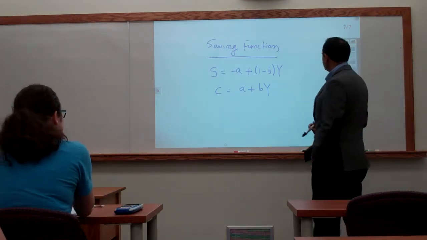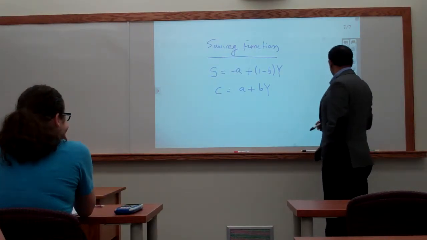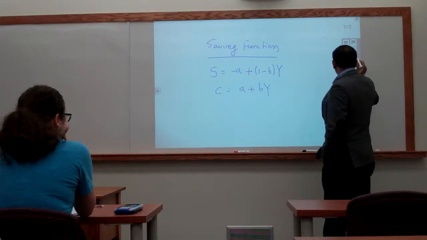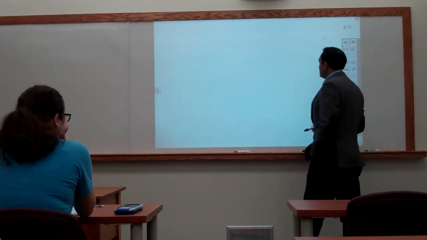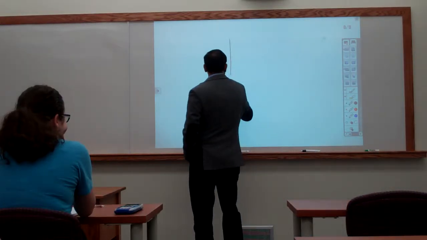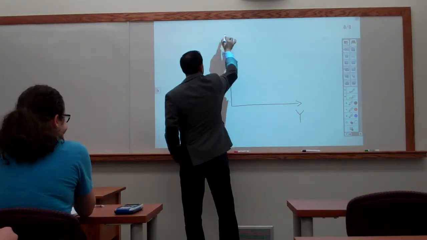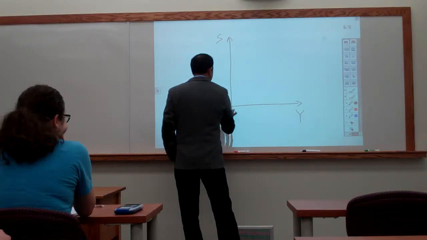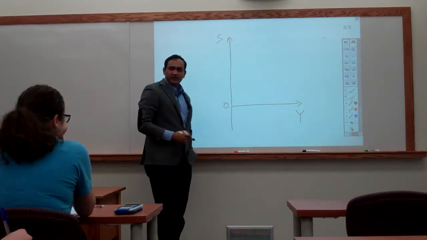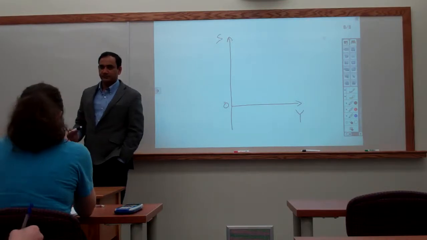Let's plot it. So if I plot savings function, you have income here and savings here, and that's your 0. So when income is 0, what is savings equal to?